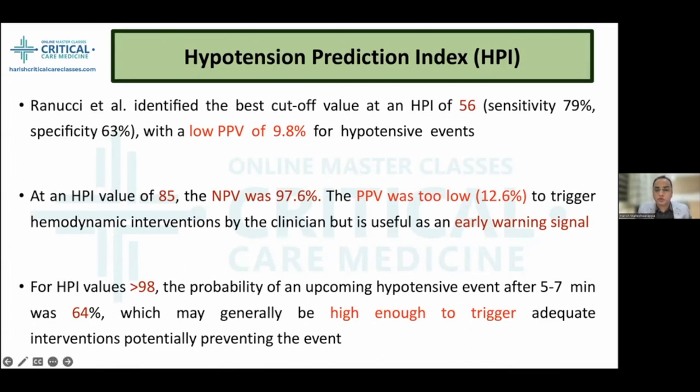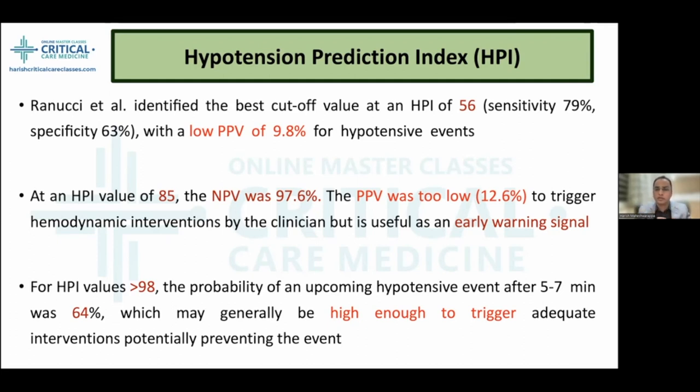So PPV was too low to trigger hemodynamic intervention by the clinician, but it is useful as an early warning signal. Say HPI is 85 or more, so PPV is also elevated, then there is a high probability he might require volume, otherwise he's going to have hypotension. For an HPI value of more than 98, the probability of an upcoming hypotensive event in 5 to 7 minutes was 64%, which may generally be high enough to trigger adequate intervention, potentially preventing this hypotensive episode.